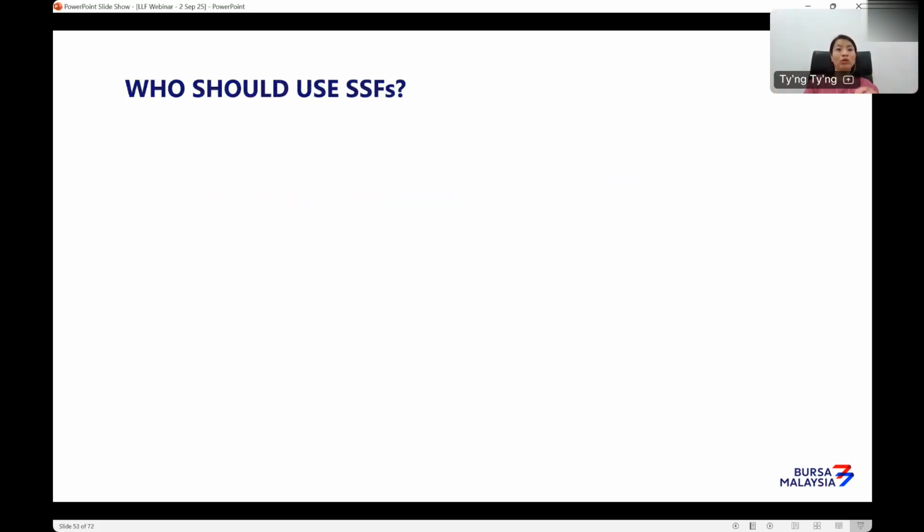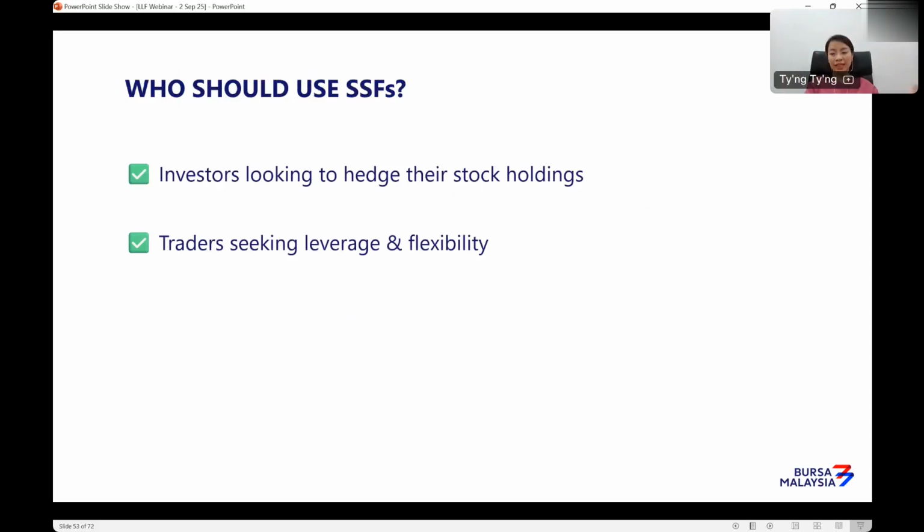Now, who should use this SSF? Investors looking to hedge their stock holdings. Second, traders seeking leverage and flexibility. Also, definitely later I'm going to cover more in detail. And the last one, those who want to profit in a falling market, which is very hard for you to do in the stock market. So for those who want to profit in a falling market, SSF is definitely for you.